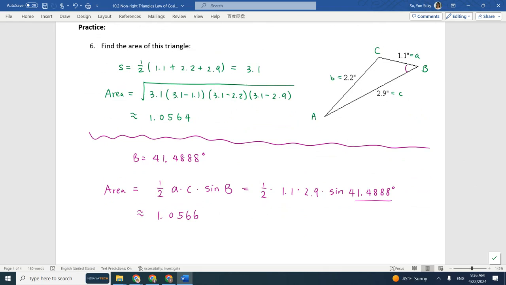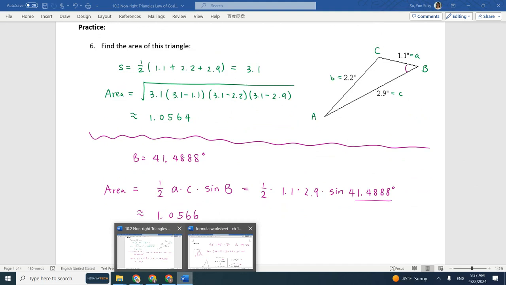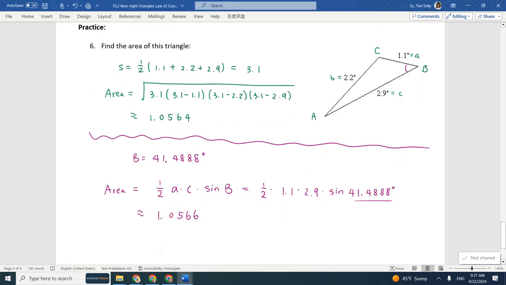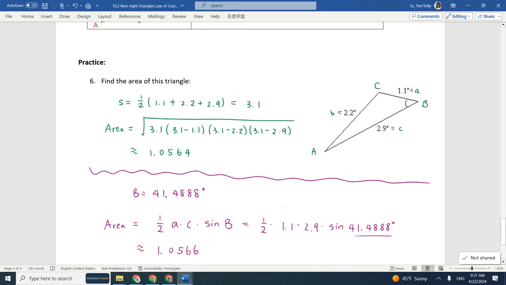So then, which one do you think is easier? The bottom one, you have less things to put in. Right, everybody? So in the exam, you will have the formula sheet like that. Now you can remember the formula for the area. It's up to you. If you can remember the S formula, you can use it, or you can just use 1/2 sine of the angle between them. Okay, so up to you.